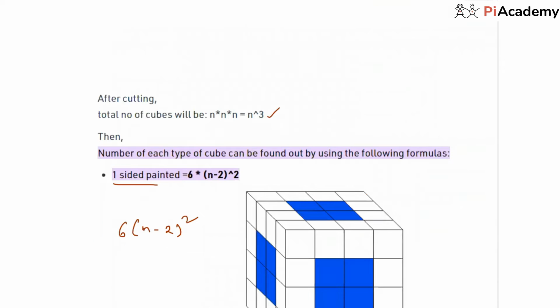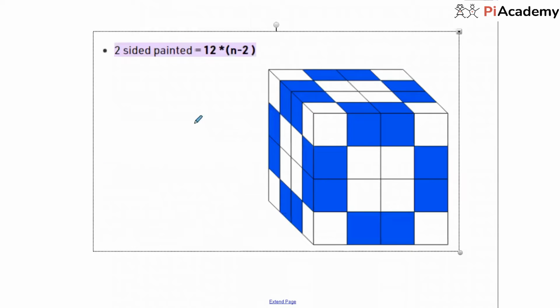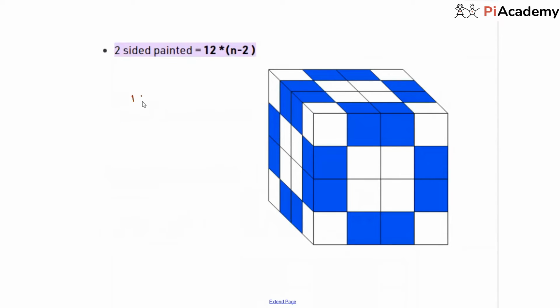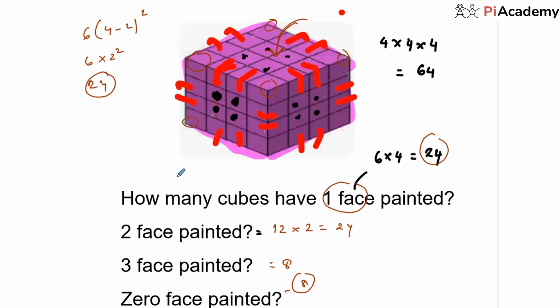For two-sided painted, the formula is 12 times (n minus 2). These are the cubes drawn here, with 2 faces painted. Let's see here: for 2 faces painted, it is 12 times (4 minus 2). That is 12 times 2, which is 24. Okay, you got 2 faces painted is 24.